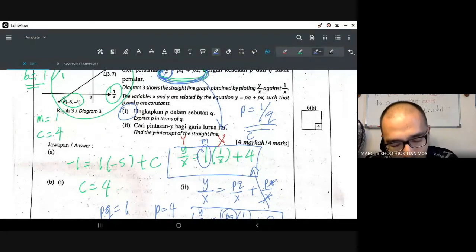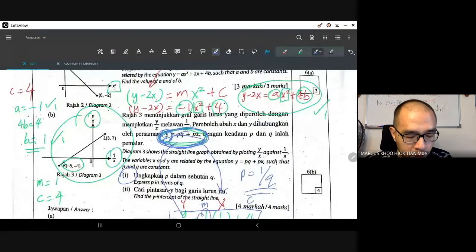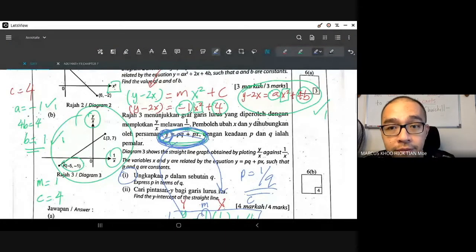You can start with this and then change over also can, but I always like to start from the graph, because the graph tells me enough information. The 2 points tell me the gradient and the intercept, and then I can form the straight line equation according to the axes of the graph.